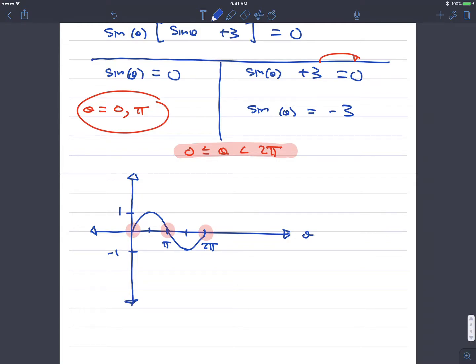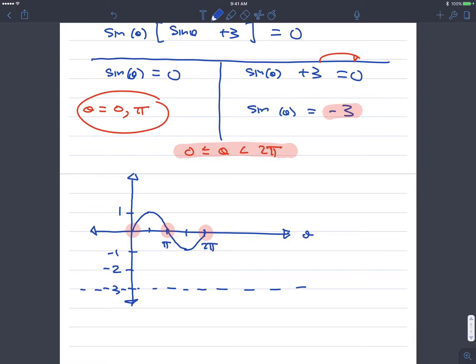There's a very important detail we want to talk about here. We're saying sine theta is -3. So for what theta is sine theta -3? Let's check. This is where -2 would be. This is where -3 would be. Does my sine curve ever touch -3?